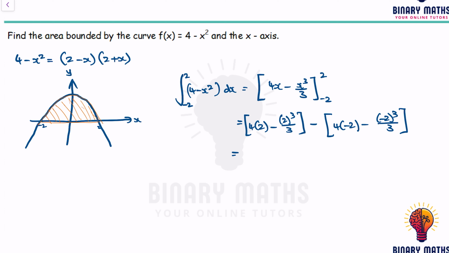Okay, so the first one, when I do 4 times 2 take away 2 cubed over 3, gives me 16 over 3 for the first term, minus, for the second term, minus 16 over 3. So put this into your calculator, see what you get for each one. When I do 16 over 3 take away negative 16 over 3, I get 32 over 3. So that would be my answer.